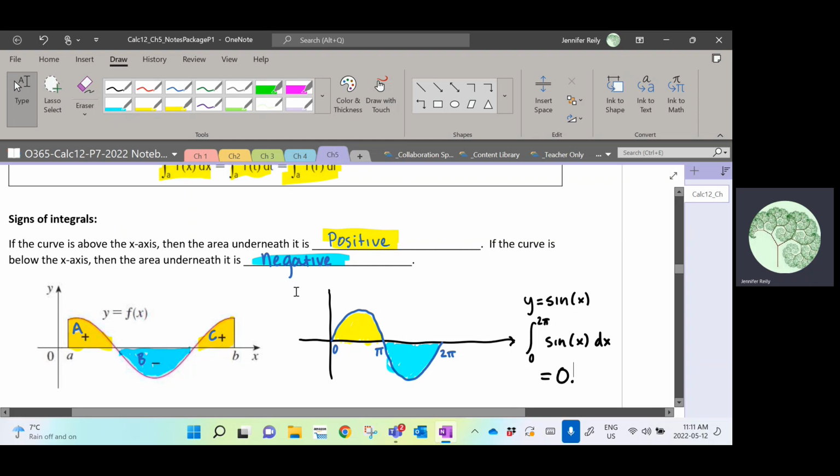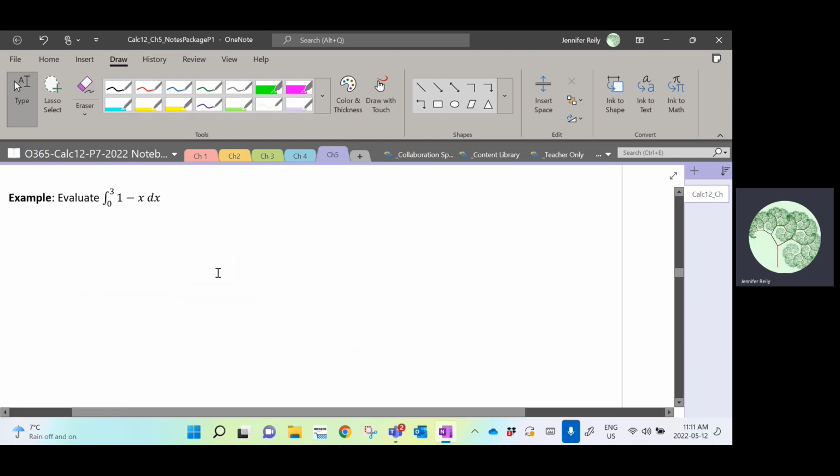Okay, let's look at another example. So this question asks us to evaluate the area from, I'll write it out in words. So we want to find the area under the curve.